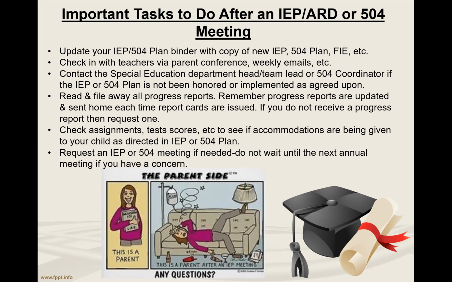You want to contact the special education department head or team lead or 504 coordinator if you feel your child's IEP or 504 plan is not being honored or implemented as agreed upon. You want to read and file away all progress reports you get if you have a child with an IEP. Remember, progress reports are updated and sent home at least minimally at the same time as regular report cards are issued. If you do not receive a progress report, each grading period ask for one.